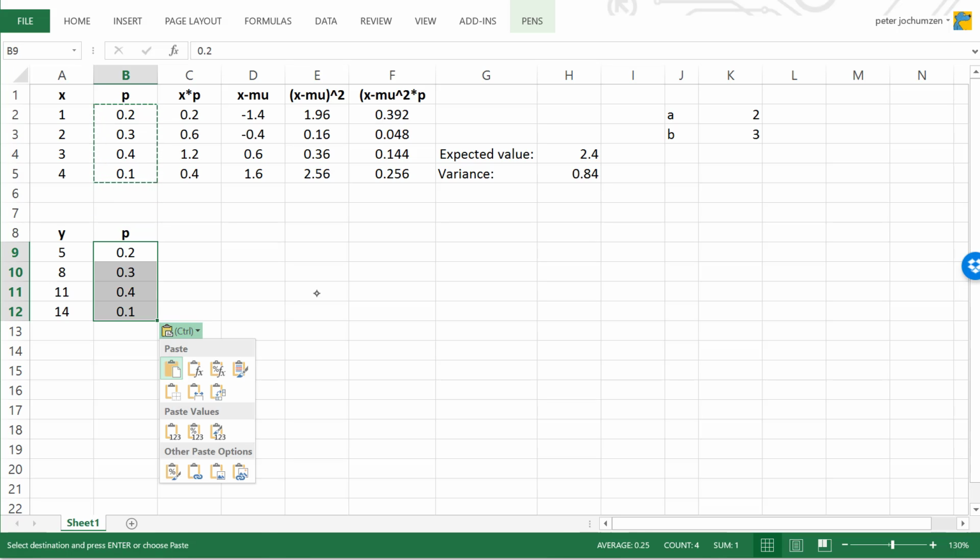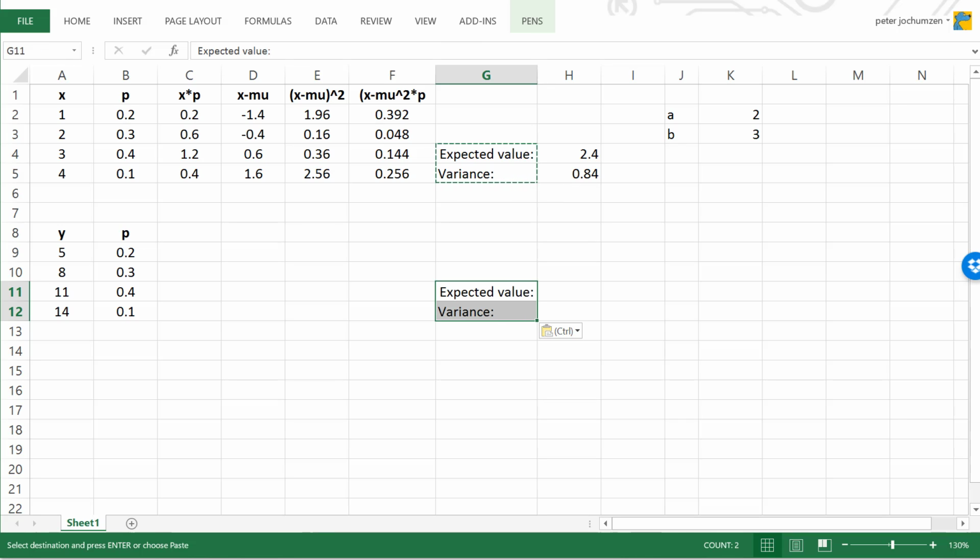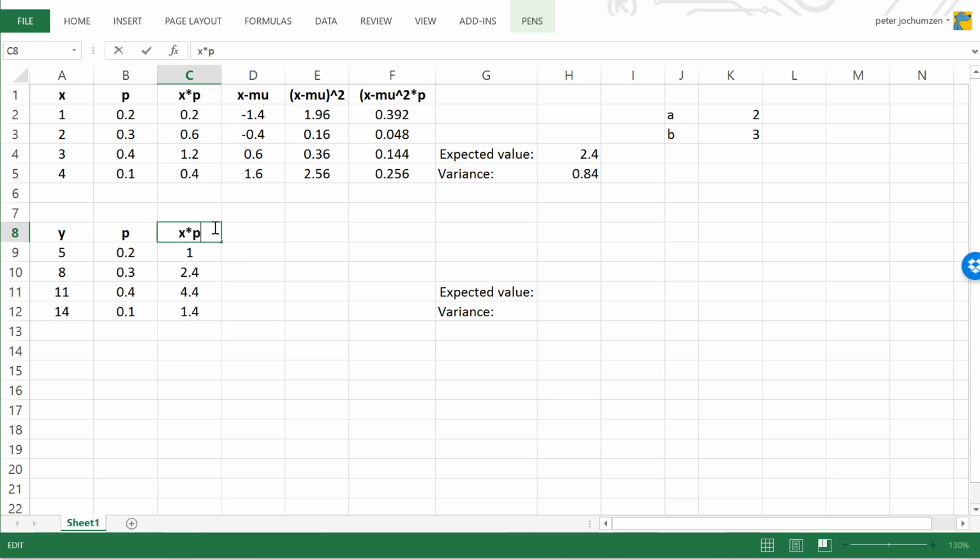So let's now do all these other things so we can get the expected value and the variance. So I'll put these two here, and they will now represent the expected value and the variance of y. Starting with this one, just replacing this with y times p. Then the expected value of y is just the sum of these. So y has the expected value of 9.2.